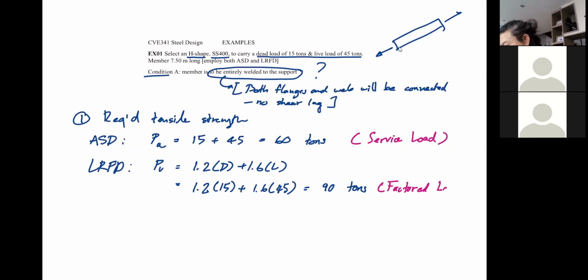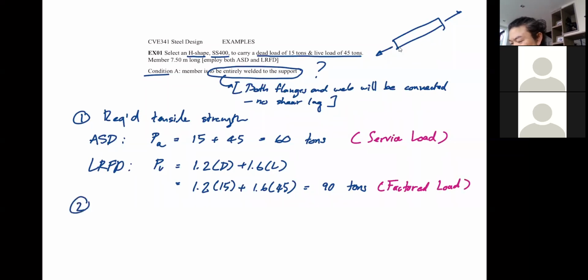Factored loads. So okay, now we know the load. The next step that we want to do is try to pick some section. So we can call this step preliminary design. For the first time, I'm going to try to write a full word again. Preliminary design.